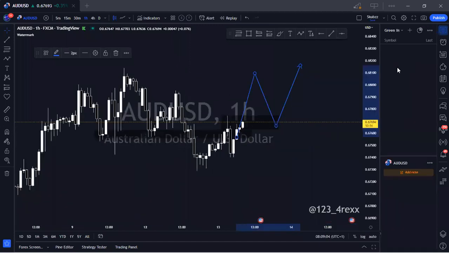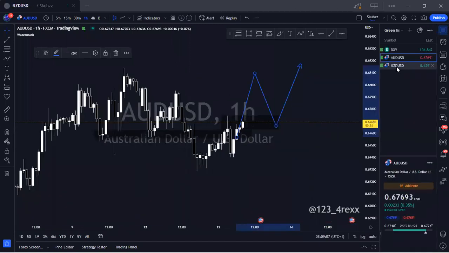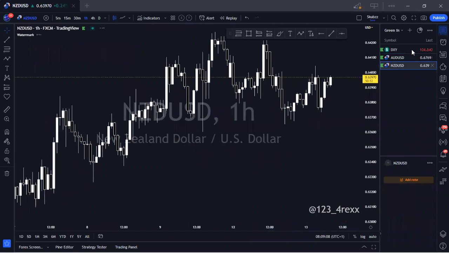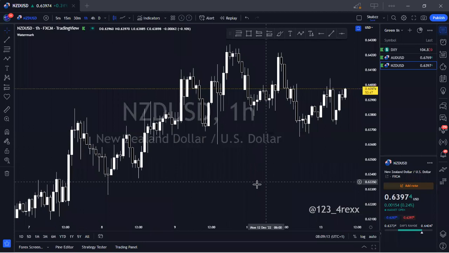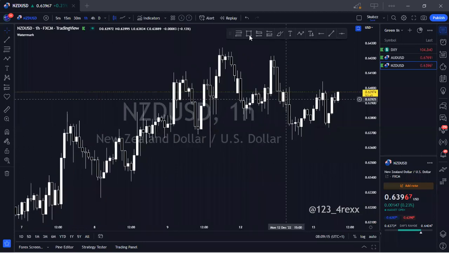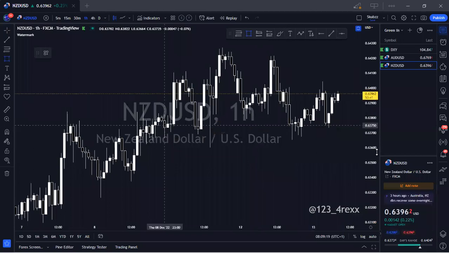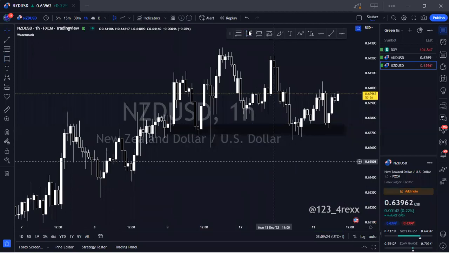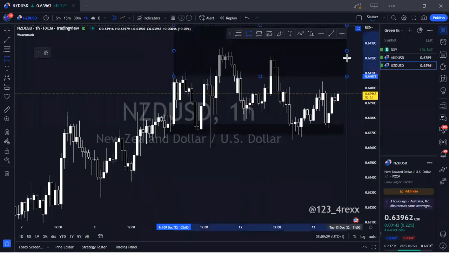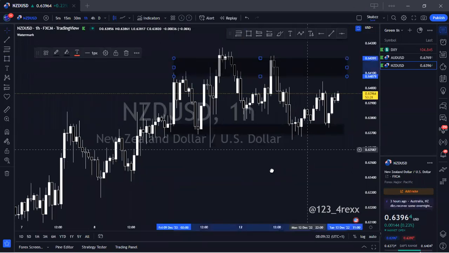Then NZD USD. NZD USD still looks like a range to me. Still looks like a range, but inside this range there's this small structure that we can trade. I still feel like it's inside that range.